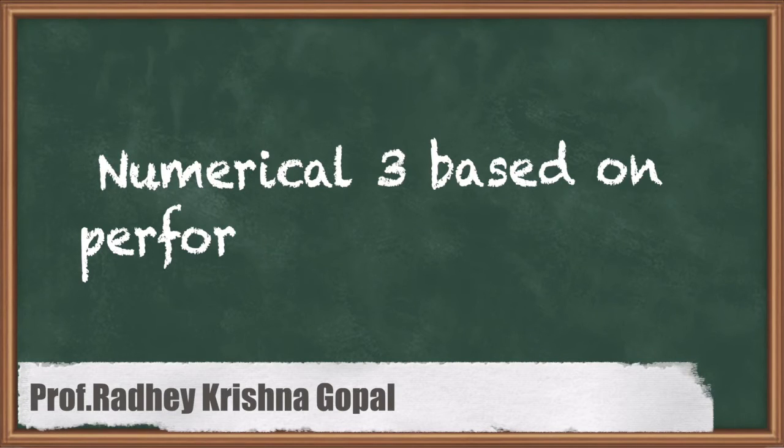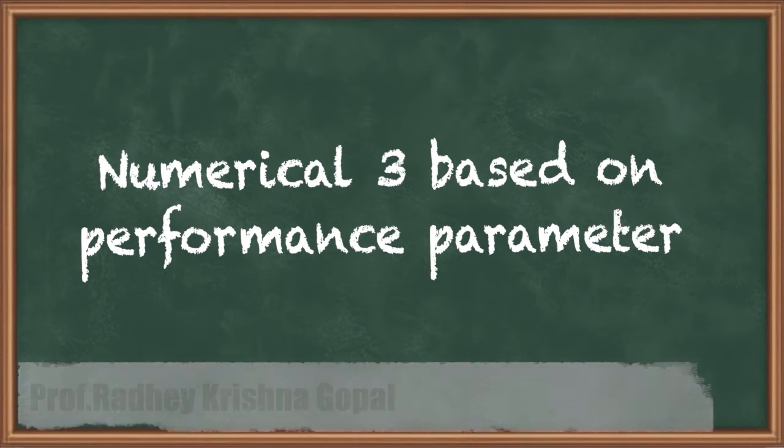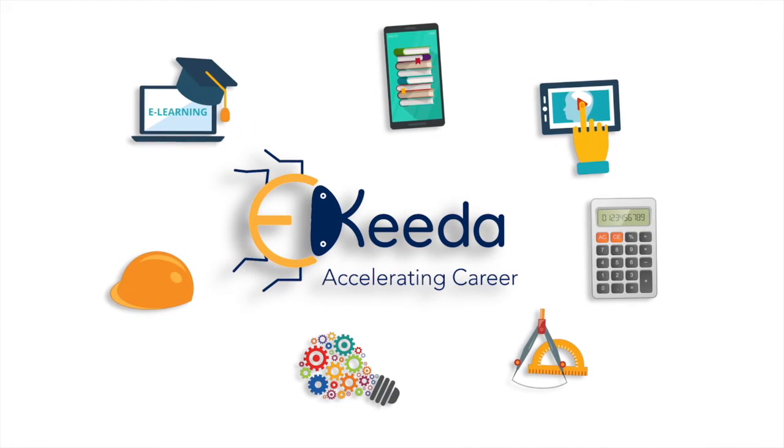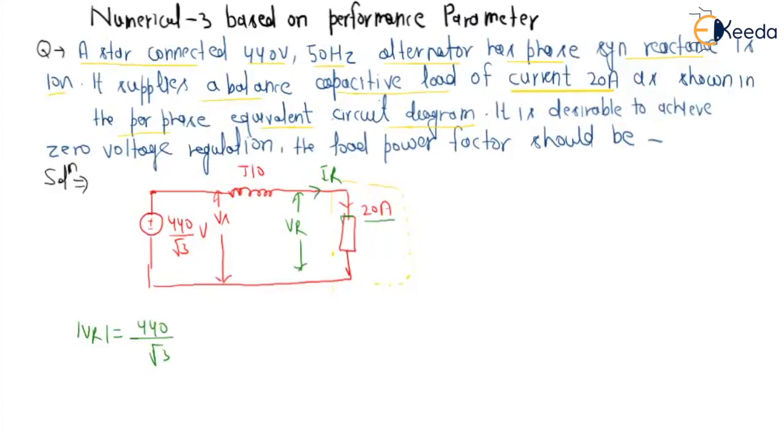Now we are solving numerical number 3 based on performance parameter. The given question is: a star connected 440 volt 50 hertz alternator has phase synchronous reactance of 10 ohm. It supplies a balanced capacitive load of current 20 ampere as shown in the given per phase equivalent circuit diagram. It is desirable to achieve zero voltage regulation. The load power factor should be.